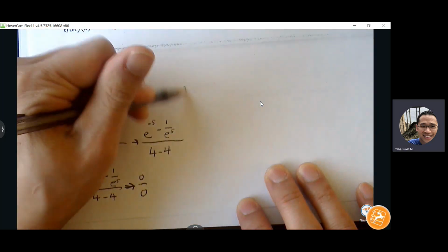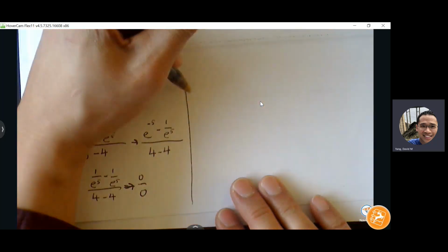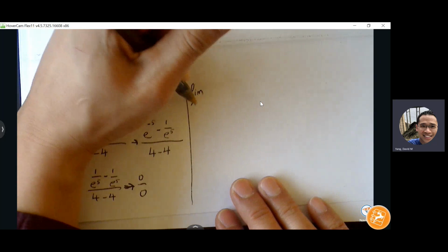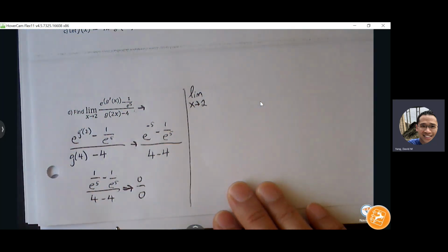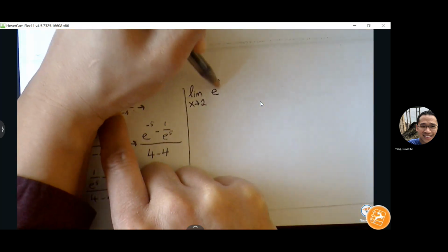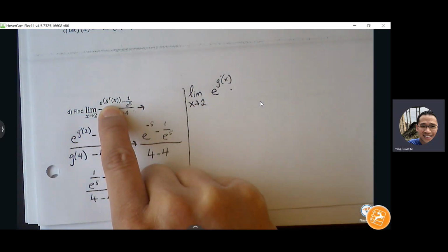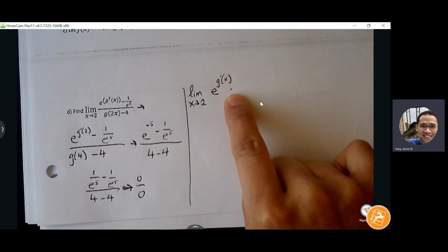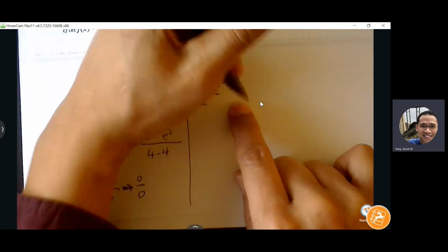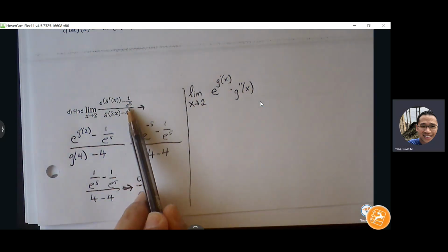L'Hopital's rule says, take the derivative of the numerator and the derivative of the denominator separately, and then we can try the limit process again, or try reevaluating again. Okay, so what do you think the derivative of e to the g prime of x is equal to? What's the derivative of that? e to the u becomes e to the u times u prime, so g prime becomes... what's the derivative of 1 over e to the 5th?